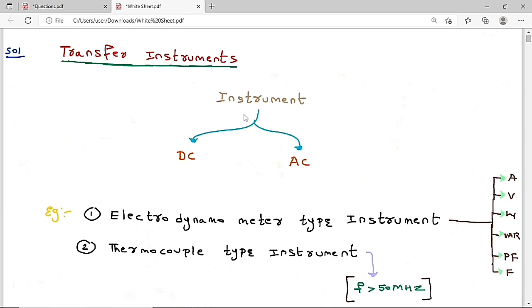And the examples of the transfer instruments are the electrodynamometer type instruments as well as the thermocouple type instruments. So these are the two examples of the transfer instruments. Here, the electrodynamometer type instrument is basically used in the standardization process of the AC potentiometer. So it is called a transfer instrument.